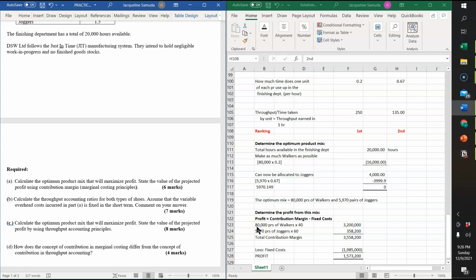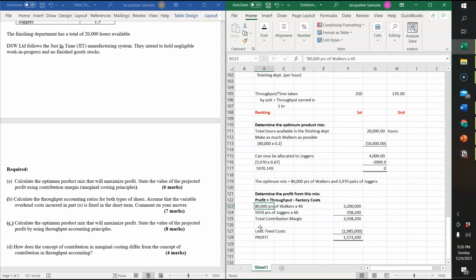But the difference now is that we are not going to use the contribution margin. The formula changes. And here's the formula for profit. It is throughput minus factory costs. All right. So let us look at the throughput. So it's the same. The optimum mix is the same, but the throughput differs. So 50 and 90. So we're going to change this to 50. I'm going to change this to 90.